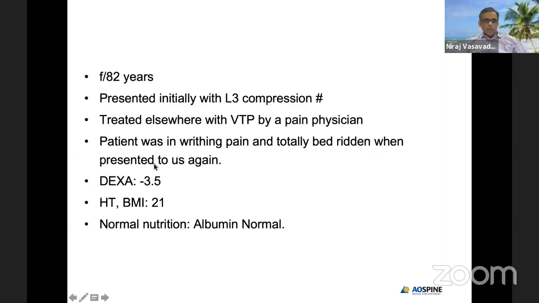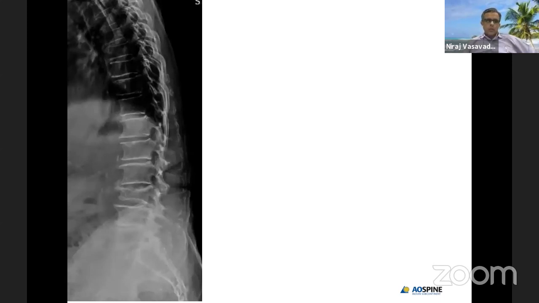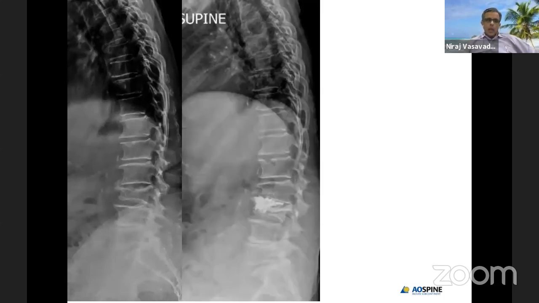Yes. So this is a female of 82 years. The patient presented initially with an L3 compression fracture, treated elsewhere with vertebroplasty by a pain physician. The patient was in breathing pain when she came to us, totally bedridden, and DEXA was minus 3.5, so significant osteoporosis. BMI was 21, so a pretty lean and thin patient. Nutrition was pretty normal. So this was the first X-ray when the patient came to me.